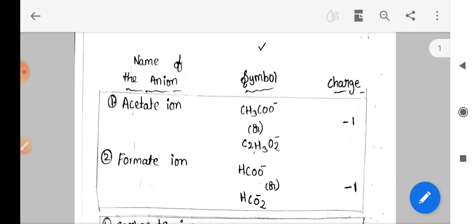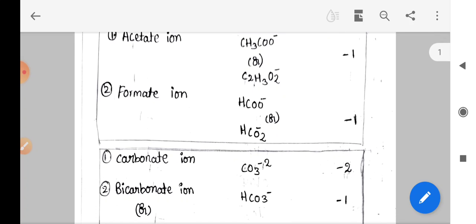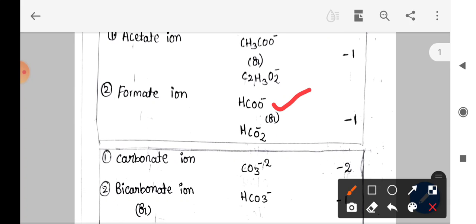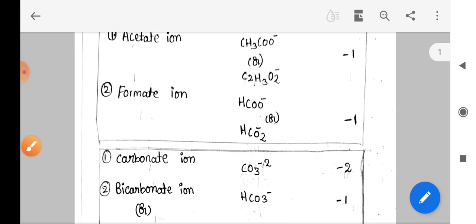Next one, the formate ion. The formula is HCOO minus or HCO2 minus: one hydrogen, one carbon, and oxygens, two of them, written in shorthand as O2, with a minus charge. The charge on the ion is -1. So acetate ion and formate ion are both monovalent.